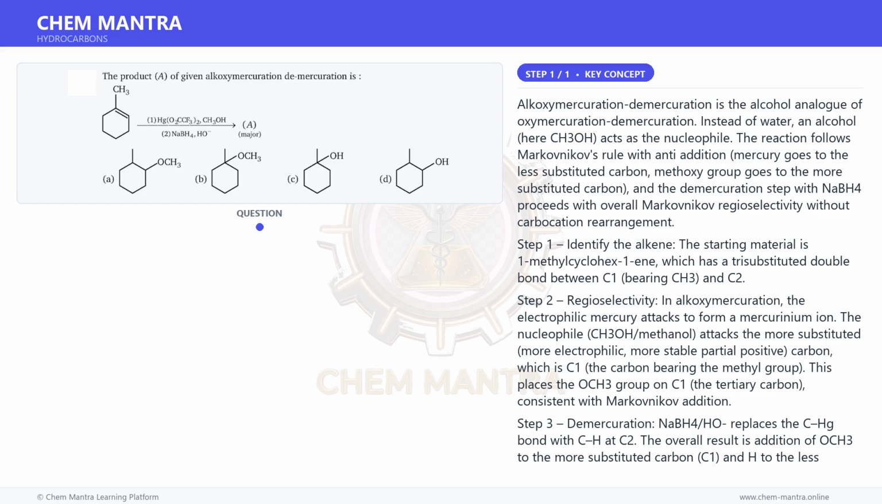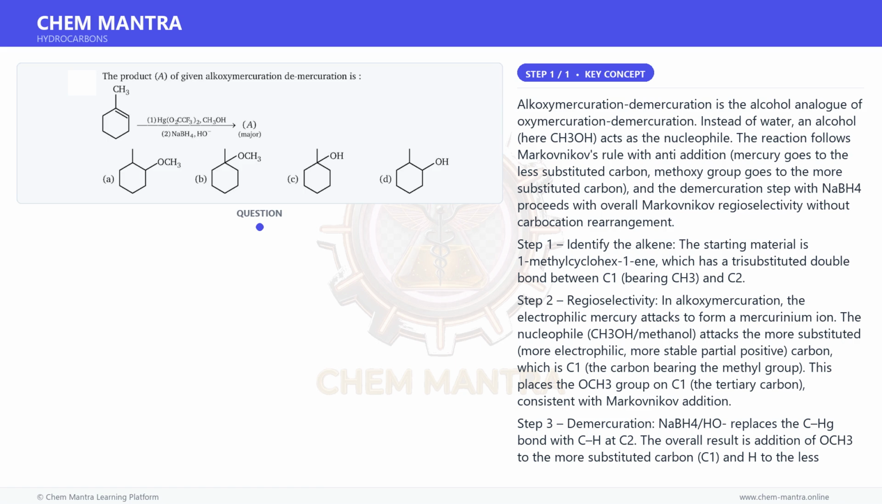Alkoxymercuration-demercuration is the alcohol analog of oxymercuration-demercuration. Instead of water, an alcohol, here CH3OH, acts as the nucleophile. The reaction follows Markovnikov's rule with anti-addition. Mercury goes to the less substituted carbon, the methoxy group goes to the more substituted carbon, and the demercuration step with NaBH4 proceeds with overall Markovnikov regioselectivity without carbocation rearrangement.